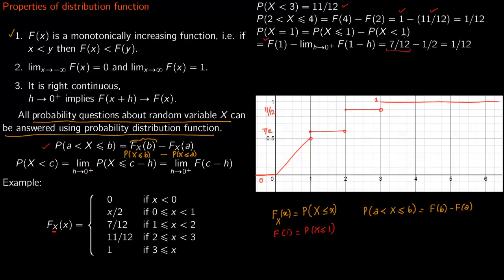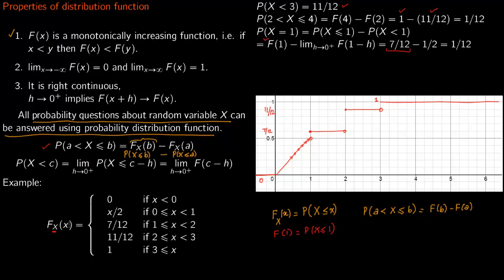Probability of x less than 1. So instead of c you put 1. This is F of 1 minus h, where h goes to 0 from the positive side. That basically means we approach 1 from the left side, as we just discussed a few minutes ago. So if I approach 1 from this side, I reach half. I do not reach 7 by 12. I reach exactly half, or 6 by 12.